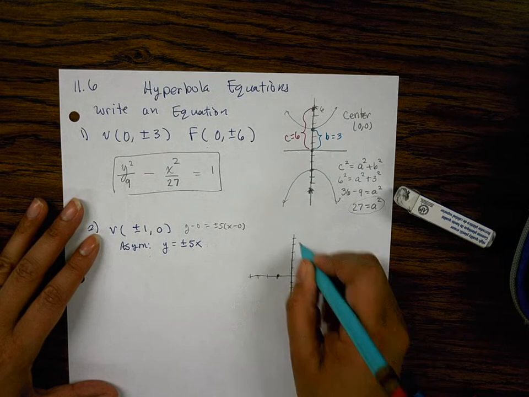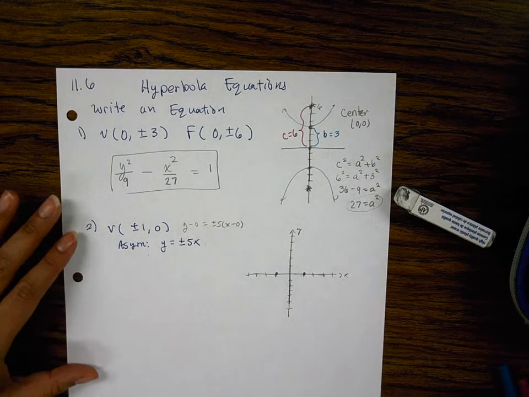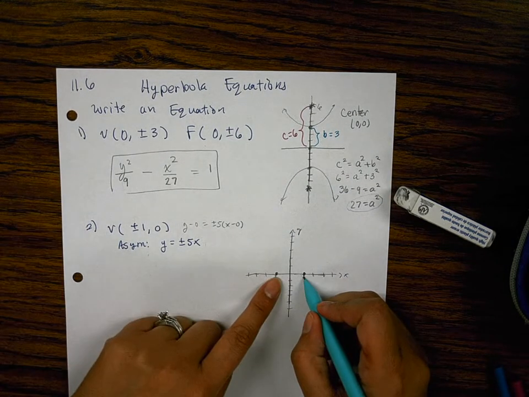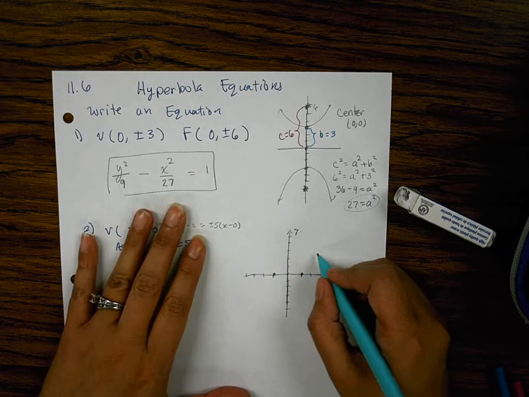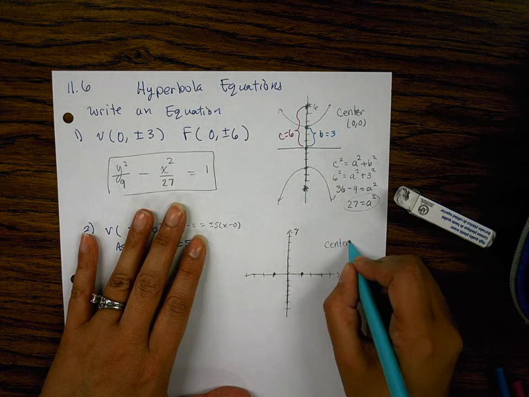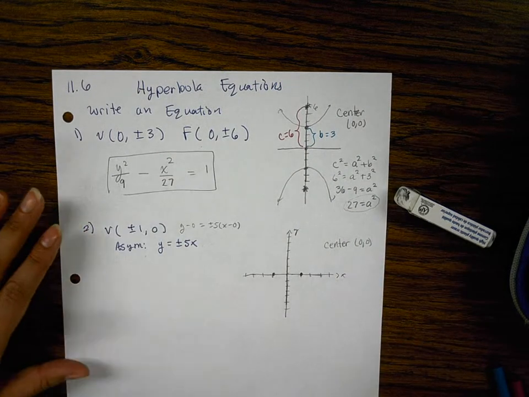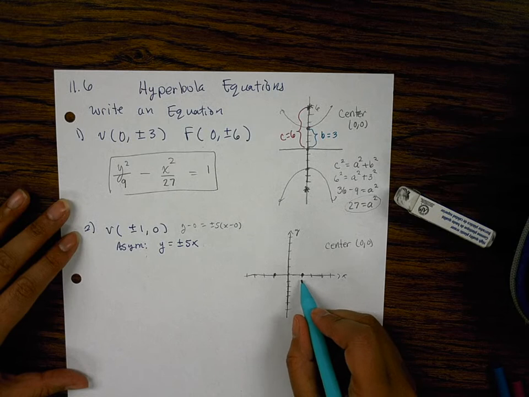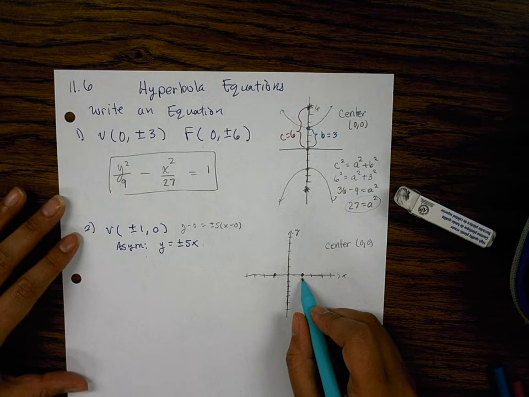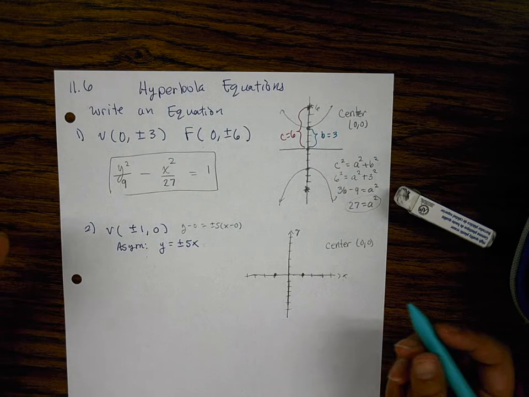Okay, now what's happening here is I have my vertices at 1, 0 and negative 1, 0, which means, indeed, like we said earlier, the center is 0, 0, the origin. Now, if these are my vertices, vertices don't go in the direction of the major axis, they go in the direction of where your hyperbola is opening.